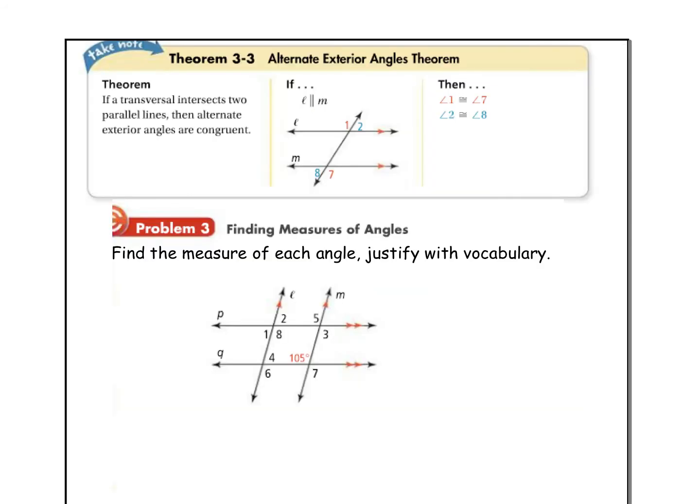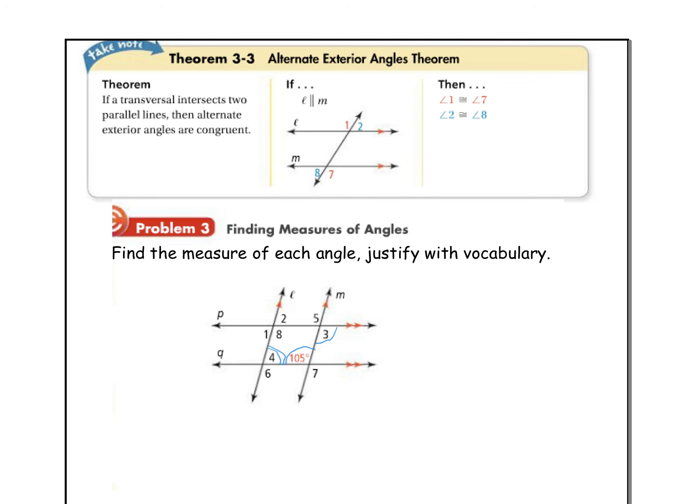So the last one we have is the alternate exterior angles theorem. If lines are parallel, alternate exterior angles are congruent. But what I want to highlight here is this 105 degree angle relates to angle 3 in that those are alternate interior angles. This 105 angle relates to angle 4 in that those two are what? How does 105 relate to angle 4? They are same side interior.